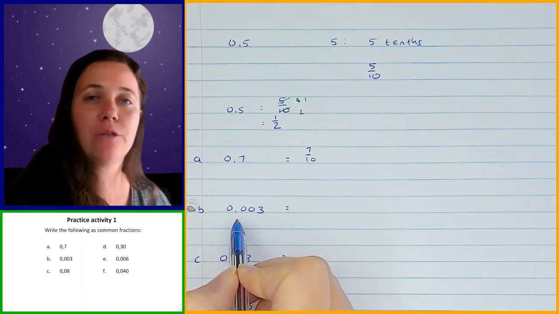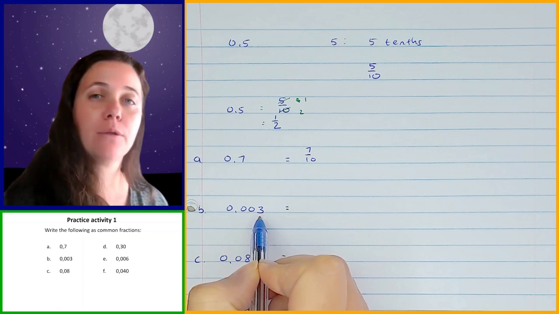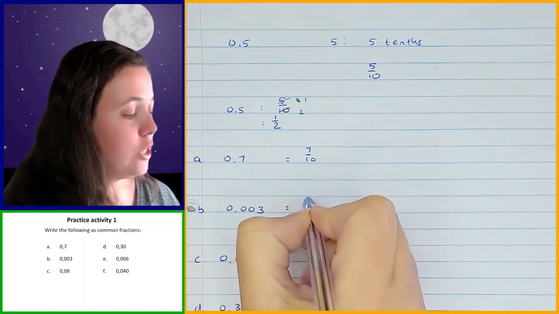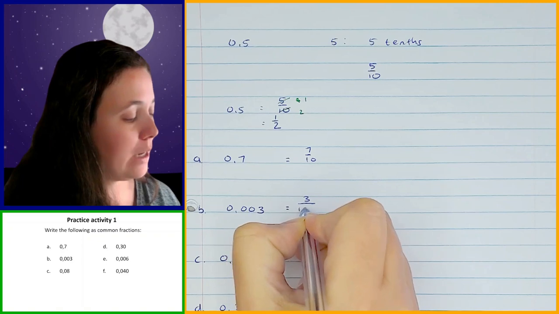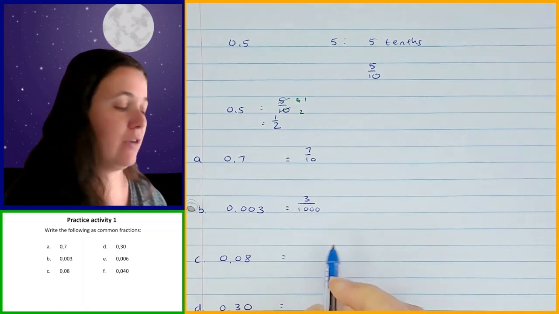The next one, 0.003, I don't need to worry about the zeros, I'm just going to worry about the 3. Where is the 3? It's in the thousandths position, so that is 3 over 1,000, 3 thousandths. Again, I can't simplify it, so I'm going to leave it like that.